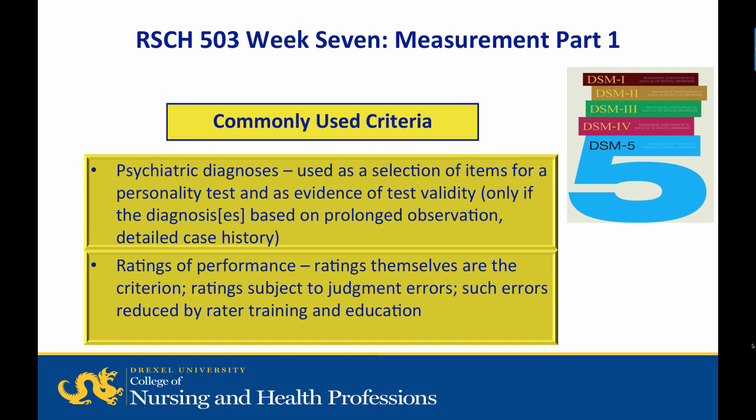Psychiatric diagnoses, for example, can be used as criteria to document concurrent validation of an instrument designed to measure such diagnoses, or an instrument may be designed to predict psychiatric diagnoses. Ratings of performance may be used as criteria for concurrent validation of an instrument, or, again, a performance rating may be the criterion that an instrument or test seeks to predict.